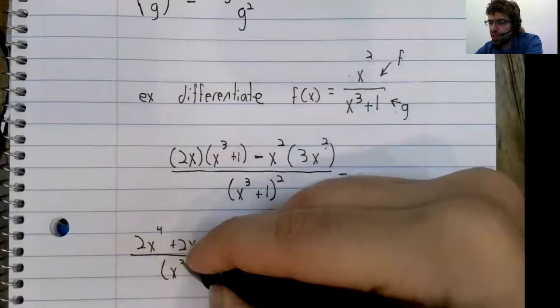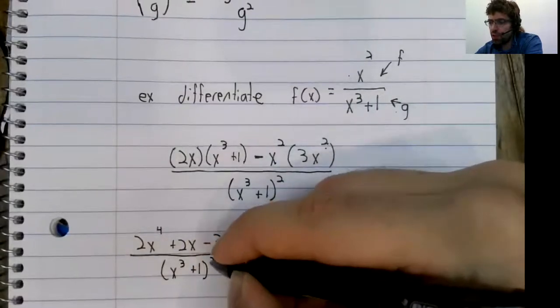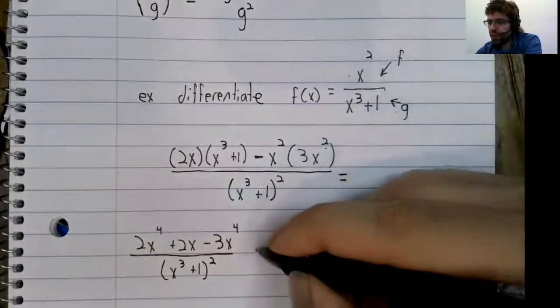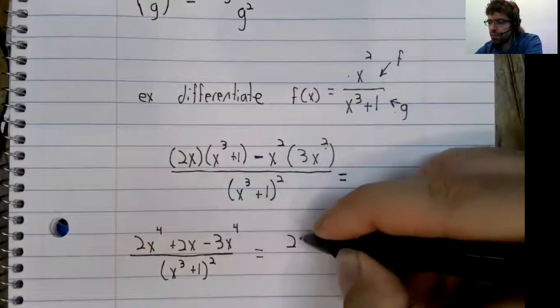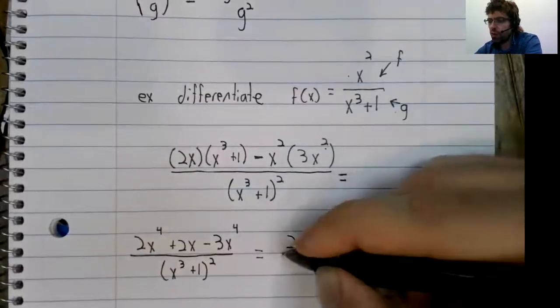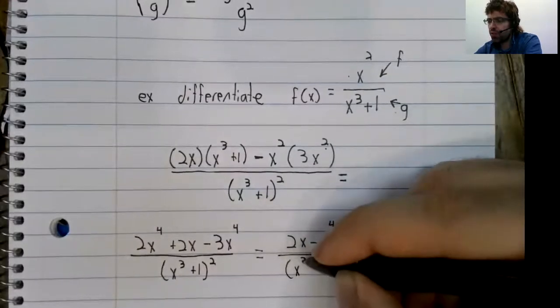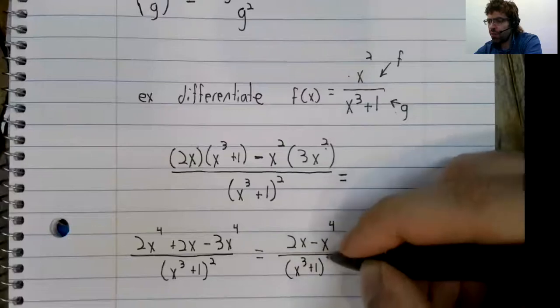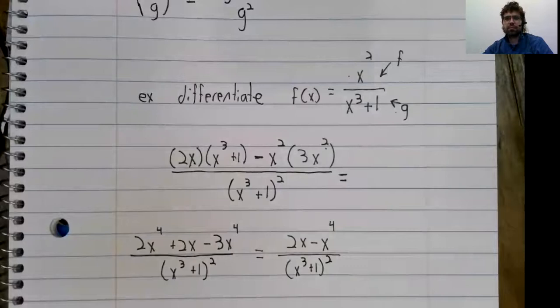The denominator we'll keep factored. 2x minus x to the 4th over that. And that's the quotient rule.